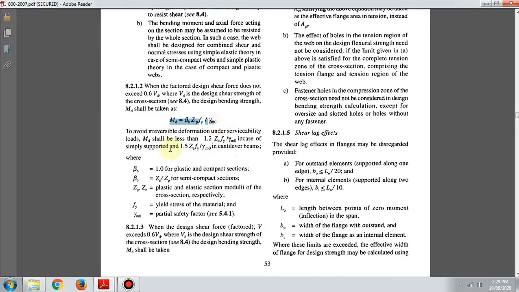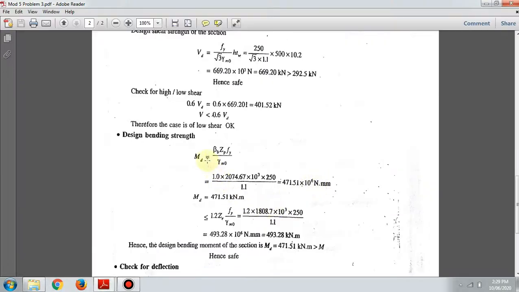Once you get b and d, calculate these two ratios. What is the b by tf ratio? The b by tf ratio we got is 5.23, which is less than 9.4. The d by tw ratio is 42.31, which is less than 84. So this comes under the first category, that is plastic section. If b by tf is less than 9.4 and d by tw is less than 84, this can be regarded as a plastic section.